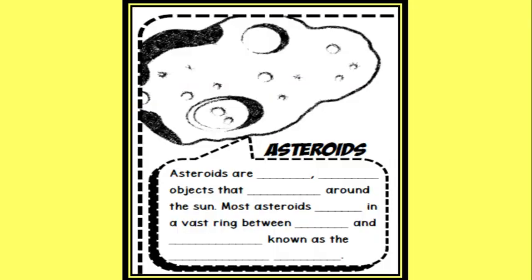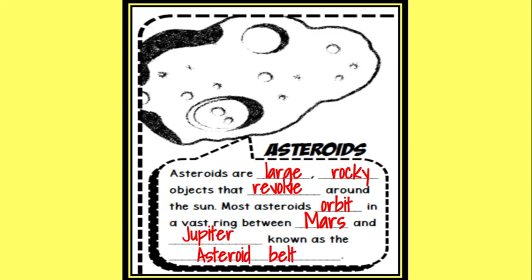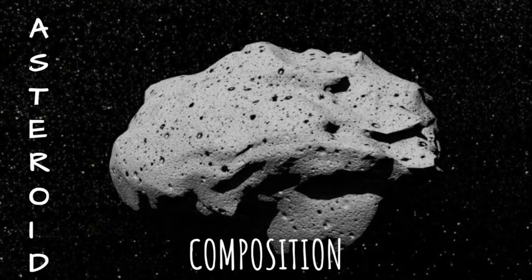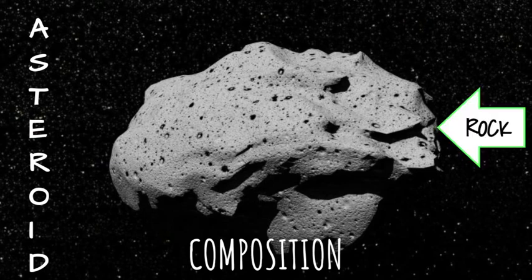Next, we have asteroids. Asteroids are large, rocky objects that revolve around the sun. Most asteroids orbit in a vast ring between Mars and Jupiter, known as the, you guessed it, asteroid belt. The composition of an asteroid is just rock.